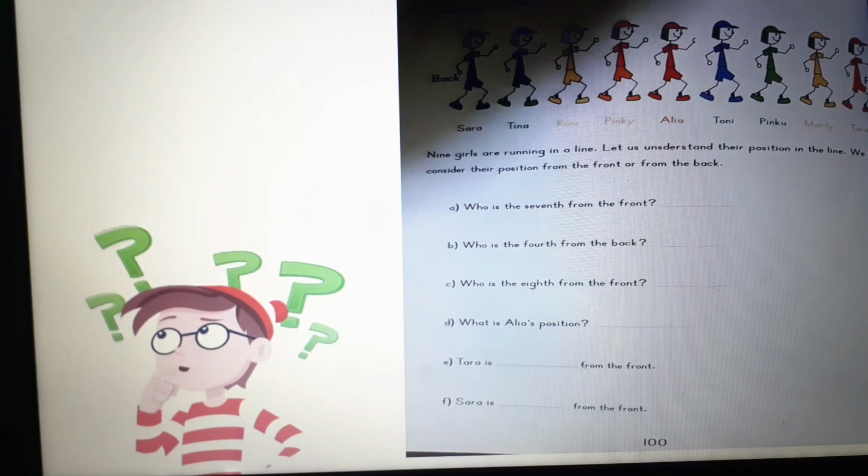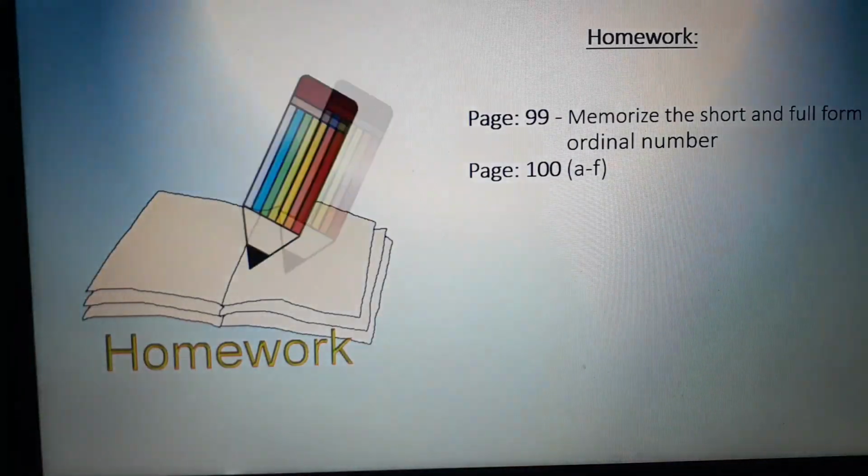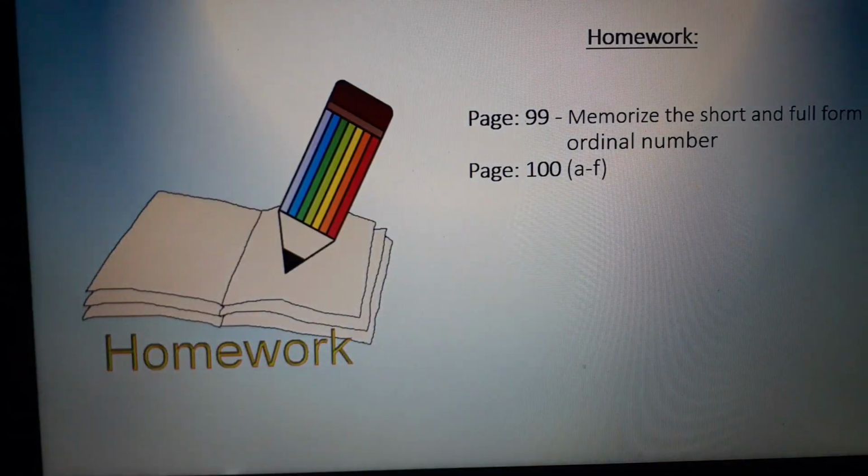Here I have included the answers. You can get help from there. So that's all from today's lecture. This is your homework.